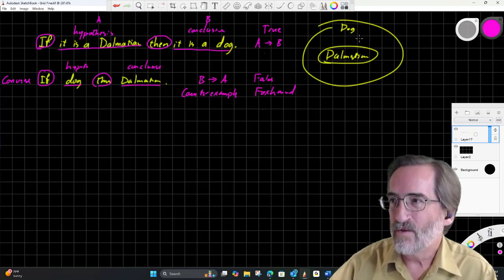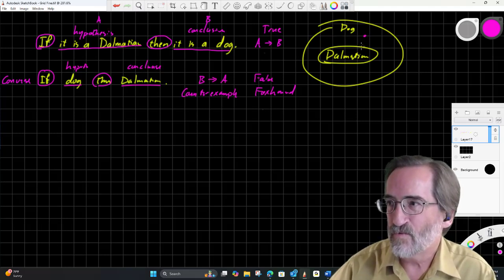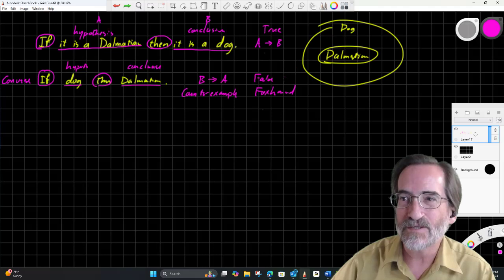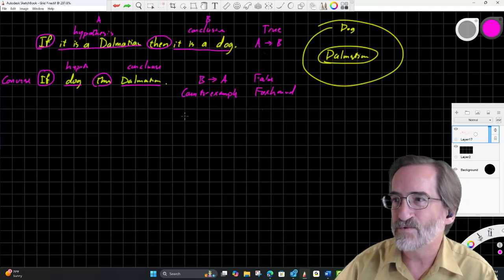And by the way, if we are in the dog circle, we are not in the Dalmatian circle, we might be in the foxhound circle, right? So it is possible to be in the dog circle and not be in the Dalmatian circle. So the Venn diagram makes that true as well.